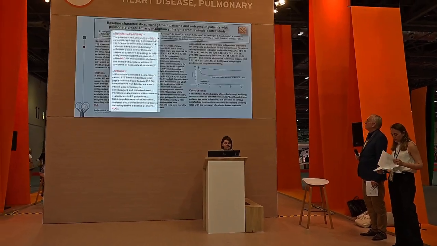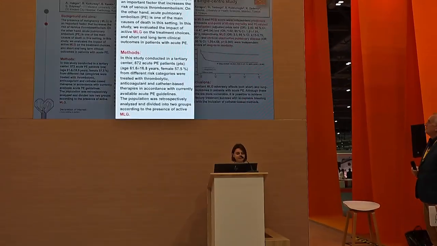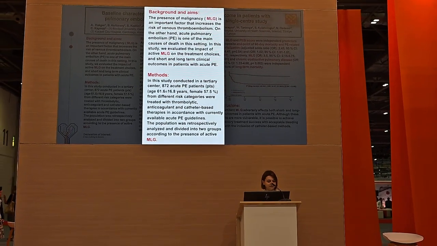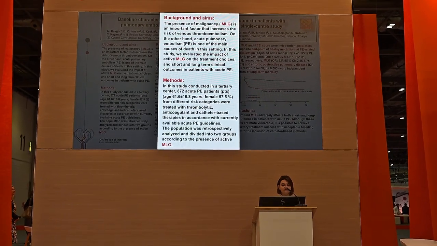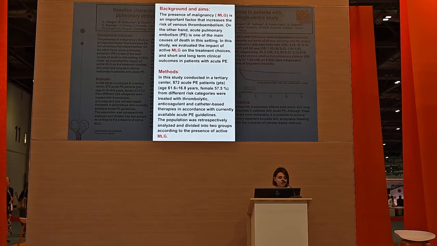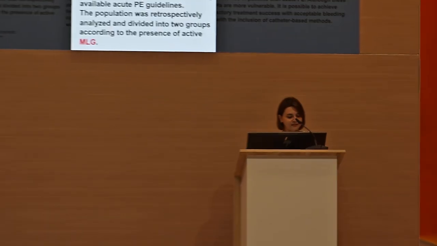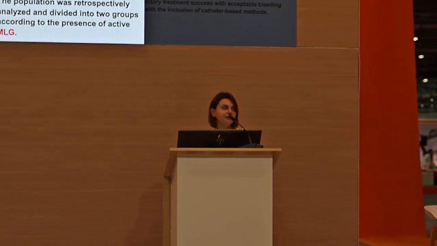Study in a tertiary center, 872 acute PE patients from different risk categories were treated with thrombolytic, anticoagulant alone, and catheter-based therapies in accordance with currently available acute PE guidelines. The population was retrospectively analyzed and divided into two groups according to the presence of active malignancy.